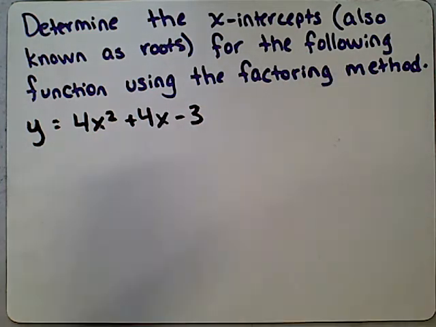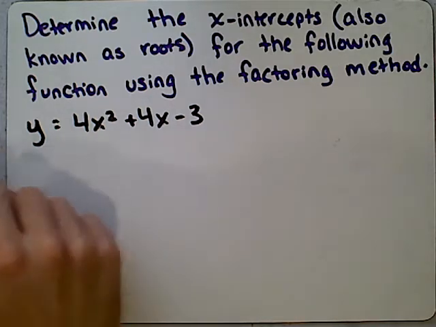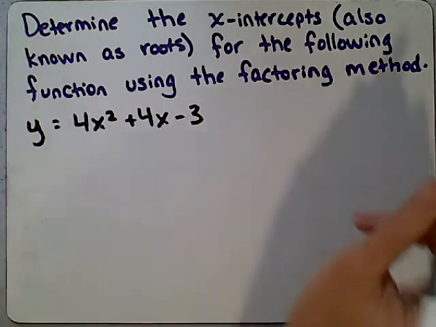In this video I'm going to determine the x-intercepts for a given function using the factoring method. In previous videos we've determined these x-intercepts by making a table or by simply looking on a graph to see where they cross the x-axis. In this case we're going to use a different method to functionally do the same thing. So we want to start with our equation here and determine the x-intercepts.